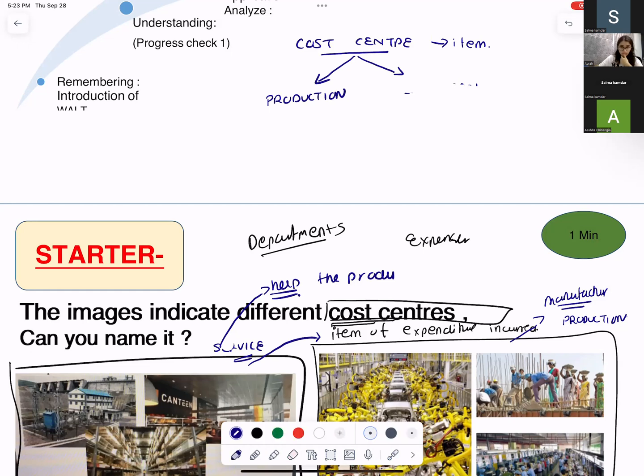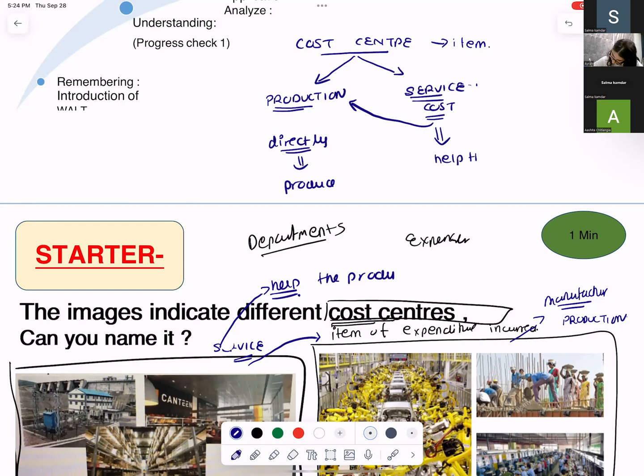What is a production cost center? Where the product is directly produced. A production cost center is where your product is directly being produced. What is a service cost center? A place where it helps the production cost center to produce the products. So production cost center is something that will directly produce the goods and services. And service cost center is the one that will help the production cost center to produce the goods and services.